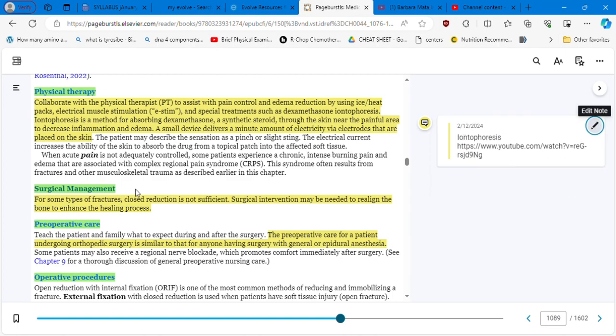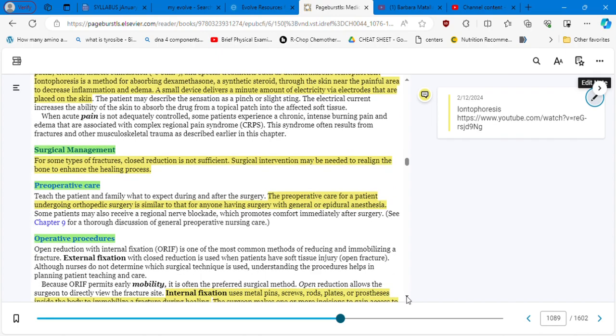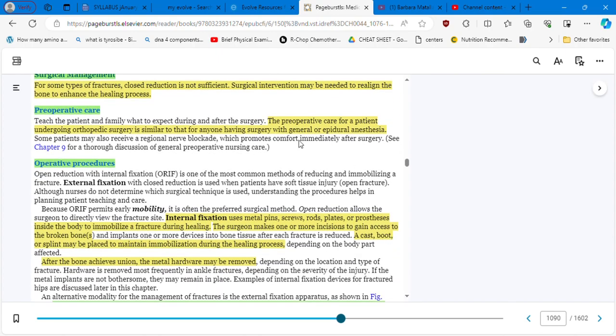Surgical management. For some types of fracture, closed reduction is not sufficient, right? So surgical interventions may be needed to realign the bone to enhance the healing process. In the preoperative care, we have to consider that the care of a patient undergoing orthopedic surgery is similar to that for anyone having surgery with general or epidural anesthesia. Okay, the care is similar, right?